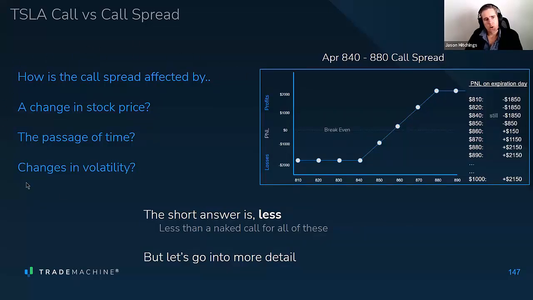In short, for all of these things, and we're going to dive into the stock price first, but how does stock price affect a spread versus a naked call or passage of time or changes in volatility? It's going to affect the spread less for all of these, because everything that positively affects your option is going to negatively affect the one that you shorted. And so let's dive in.